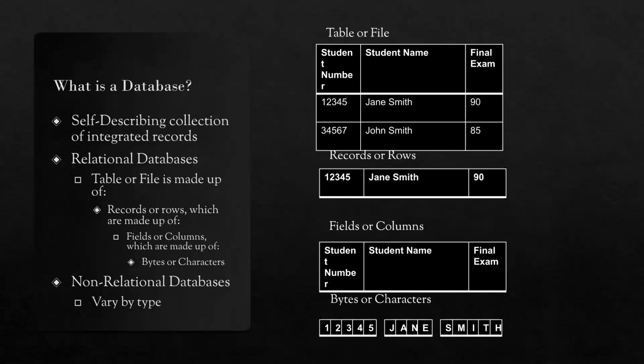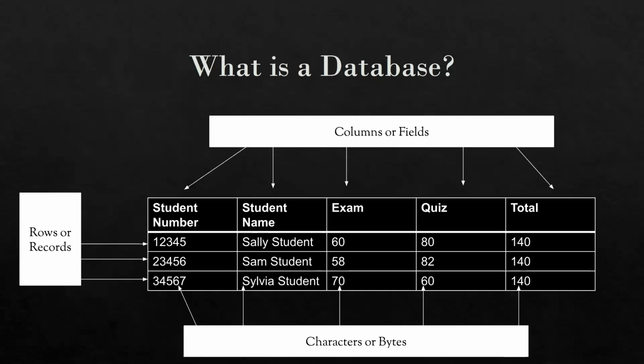So let's talk about what exactly is a database. And here's a great example. At the top here, you can see we have columns or fields. And in this example, we have 5 different columns: student number, student name, exam, quiz, total. You can think of these as similar to the headings in an Excel file. You have rows or records. And here we have 3 examples. Each one of those records is made up of characters or bytes. Okay. So for student number, there are 5 characters for each one of these records.